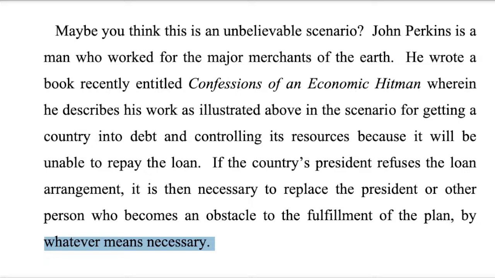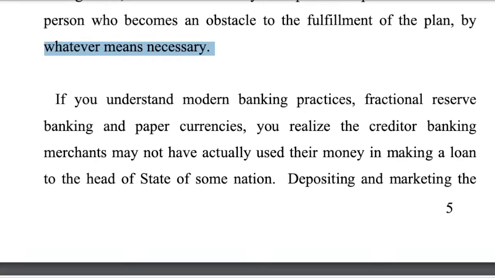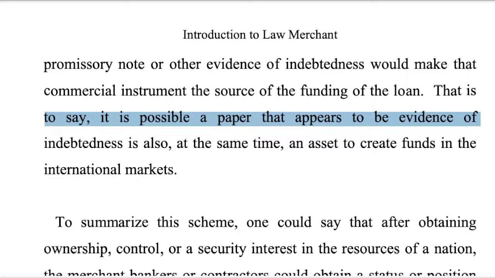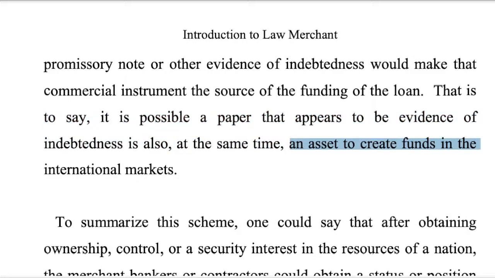Interesting there. Whatever means necessary. If you understand modern banking practices, fractional reserve banking, and paper currencies, you realize the creditor banking merchants may not have actually used their money in making a loan to the head of a state of some nation. Depositing and marketing the promissory note or other evidence of indebtedness would make that commercial instrument the source of the funding of the loan. That is to say, it is possible a paper that appears to be evidence of indebtedness is also at the same time an asset to create funds in the international markets. A commercial instrument on paper.